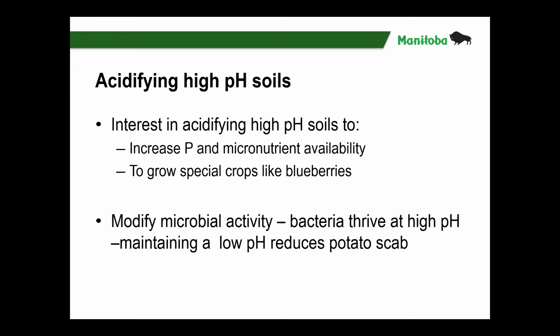So these questions will sometimes come up in the market garden and smaller producers that are looking at berry production and trying to figure out whether or not they could get into cranberries and blueberries as a specialty crop. And of course, the other reason is to modify microbial activity because bacteria tend to like high pH soils. So if you're trying to grow something like potatoes, you want that lower pH because low pH can reduce things like scab.